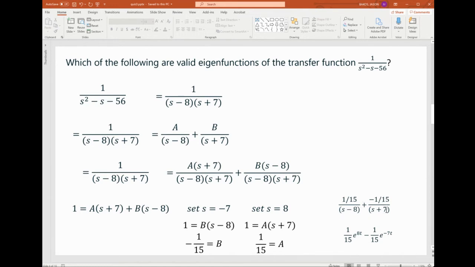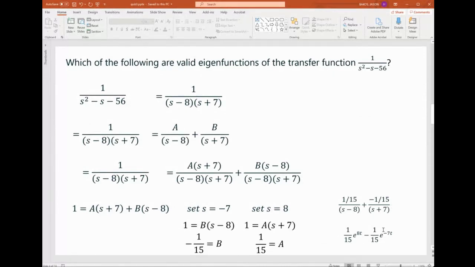And then now that it's in this form, you're doing just a table lookup, essentially, to convert each of these sides to this eigenfunction form, which would be 1/15 e to the power of 8t, because the conversion is 1 over s minus a is e to the at. So the 8 is the a, and we substitute that in, and then the 1/15 just becomes a linear coefficient.